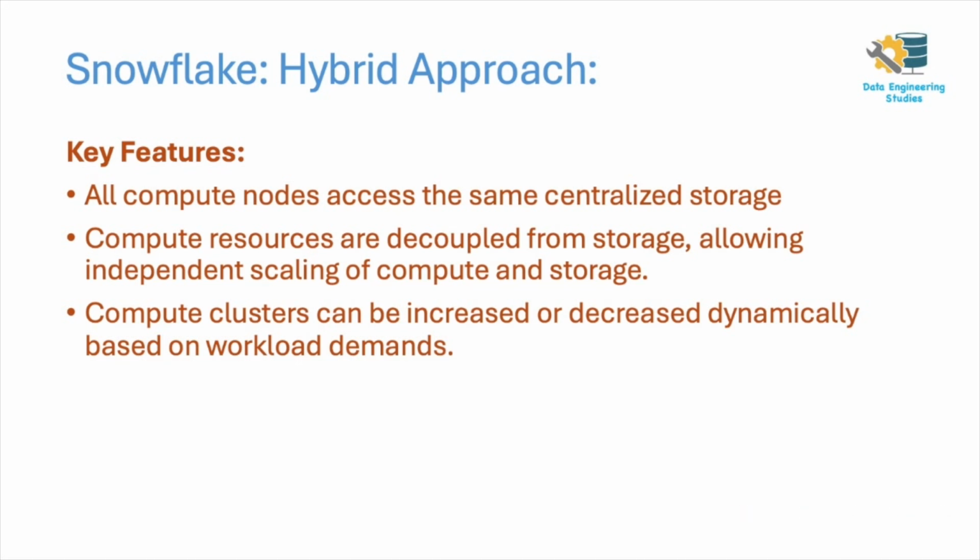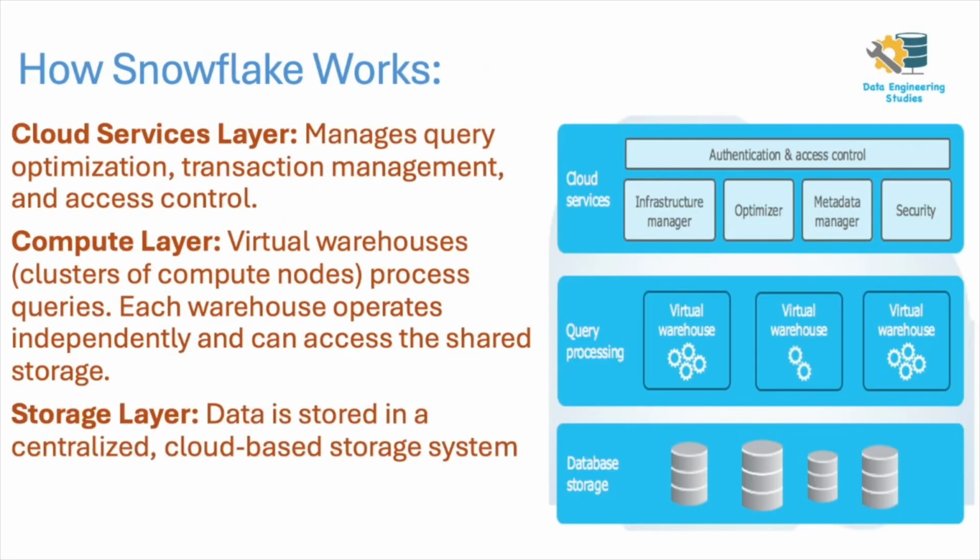Now let's see how Snowflake works. In Snowflake, there are three main layers: storage layer, compute layer, and cloud services layer. In Snowflake, data is stored in the storage layer, which is in the cloud-based storage system. The next layer is the compute layer. In the compute layer, there are virtual warehouses to process the queries. Virtual warehouses are nothing but clusters of compute nodes.